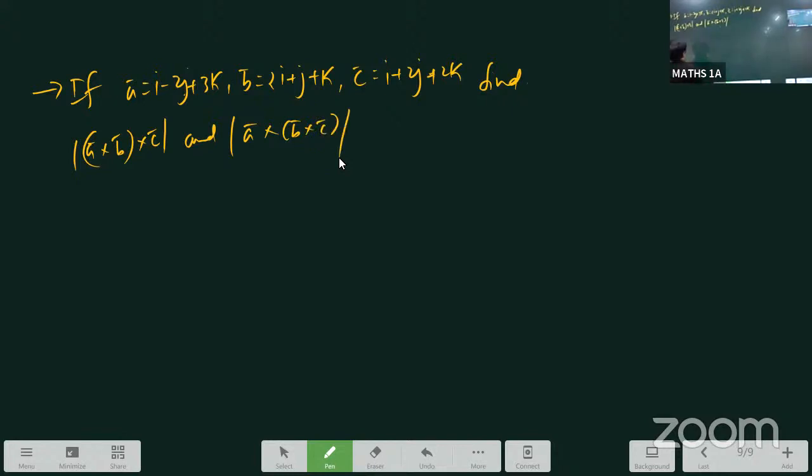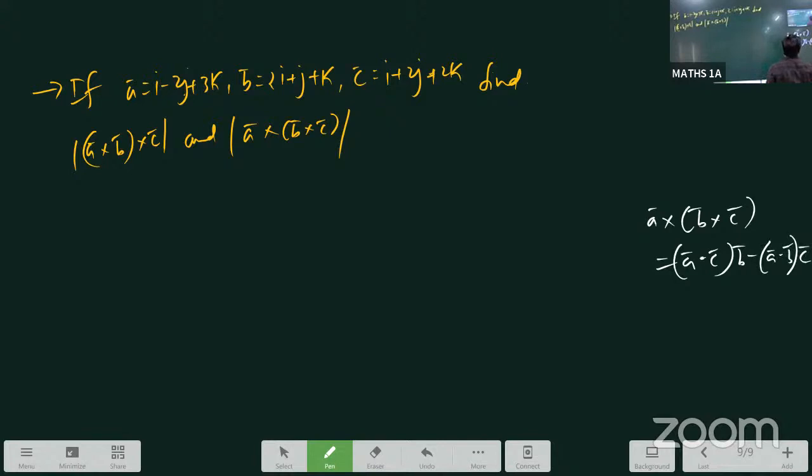Now this is nothing but the vector triple product definition, and here I will write the definition of vector triple product, right? So a bar cross (b bar cross c bar) is nothing but (a bar dot c bar) b bar minus (a bar dot b bar) c bar. This is your vector triple product definition. Is it clear? That is the definition. Okay.